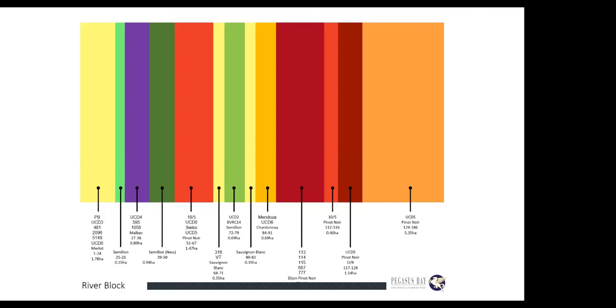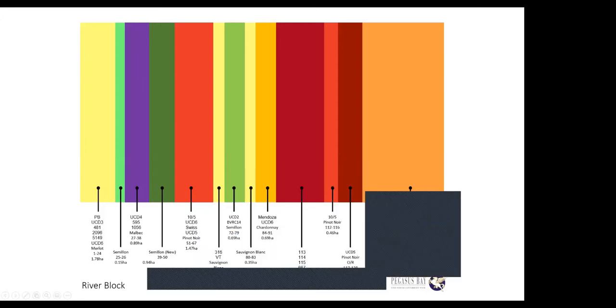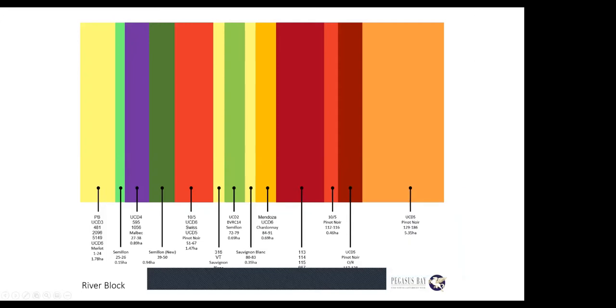This is when a lot of new clones became available to us, so you can see there's a real mix of the different clones, from a bunch of the different Dijon clones, clone 5, the Abel clone, some Mendoza Chardonnay there, and also some Merlot and some Malbec too. So we'll flick on to the next slide.